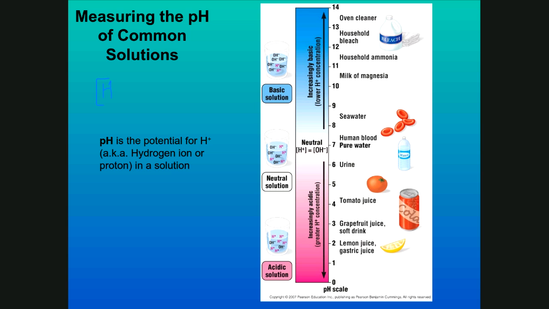This H plus, remember, it's called a hydrogen ion, but it's also called a proton because it lost the only electron it had. So if the number of protons is increasing in the solution, then we say that the pH is decreasing. Sorry for the bad color scheme here. Likewise, if we say the number of protons in a solution is decreasing, I'm going to have to put it down here because I didn't leave room, then we say the pH is increasing.